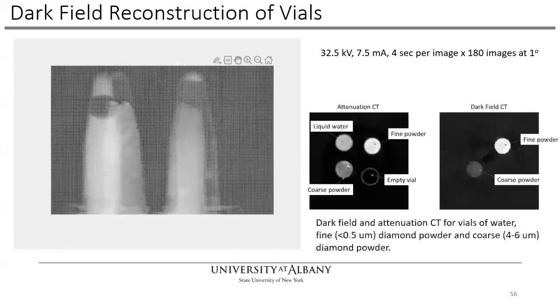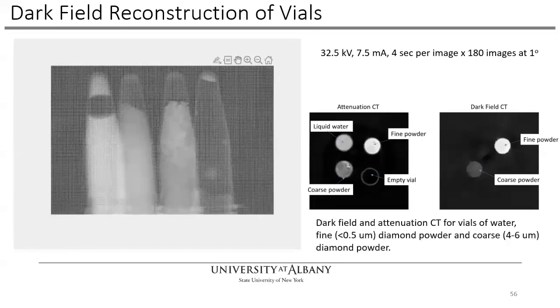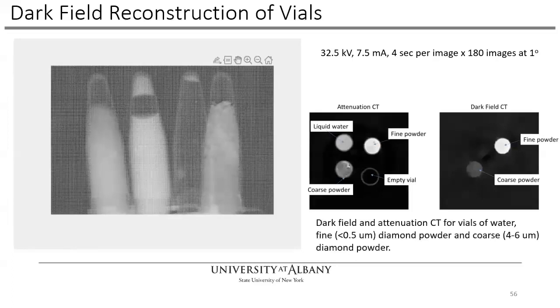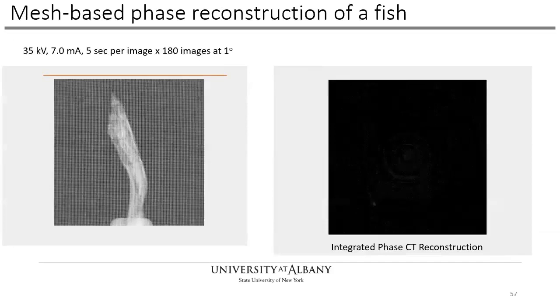And this is one slice through the CT reconstruction. This is the attenuation or absorption image. You can see everything show up, including the vial itself of the empty vial. But if we look at the dark field or scatter, we really only see the powders pop out there, which is, again, what we expect. So if you want to boost the contrast of powders, you could use this system to pretty clearly do that.